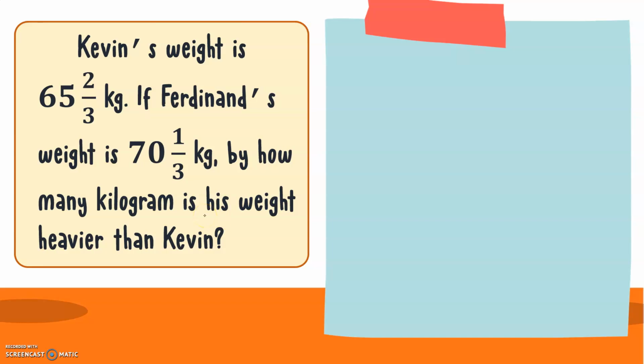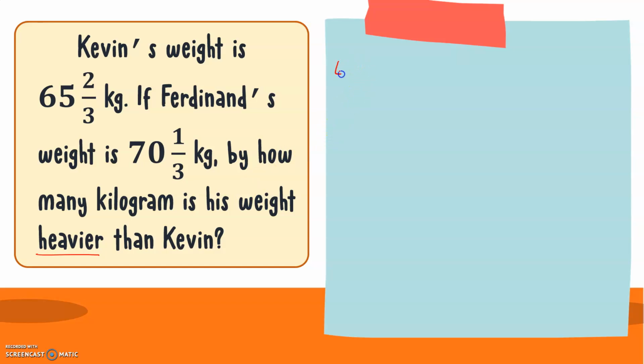Kevin's weight is 65 and 2/3 kilograms. If Ferdinand's weight is 70 and 1/3 kilograms, by how many kilograms is his weight heavier than Kevin? This time we are asked by how many kilograms is Ferdinand's weight heavier than Kevin's weight. Whenever you're asked by how many or how much a certain object or person is heavier than the other, it means that we will use subtraction.